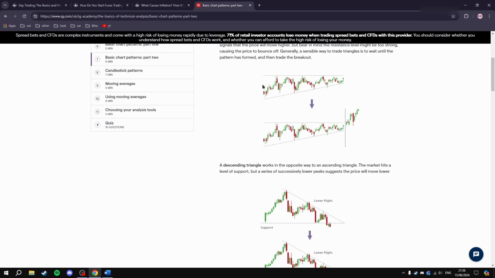Generally, a sensible way to trade triangles is to wait until the pattern is formed and then trade the breakout.